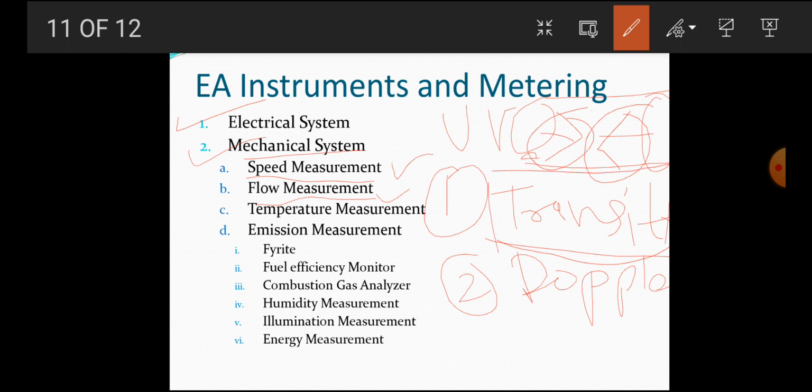Then the Doppler type. So what is the principle in Doppler? Doppler ultrasonic flow meters measure dirty liquids.